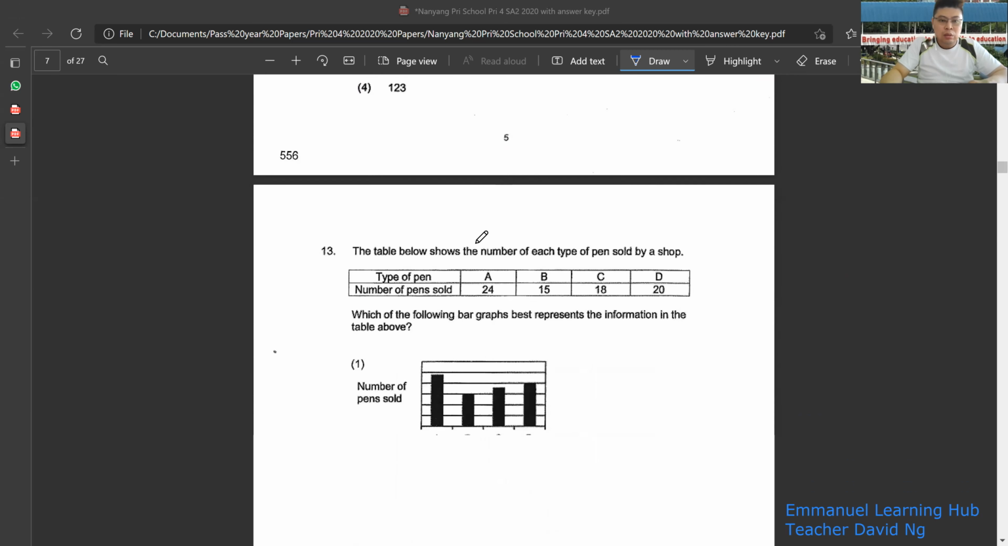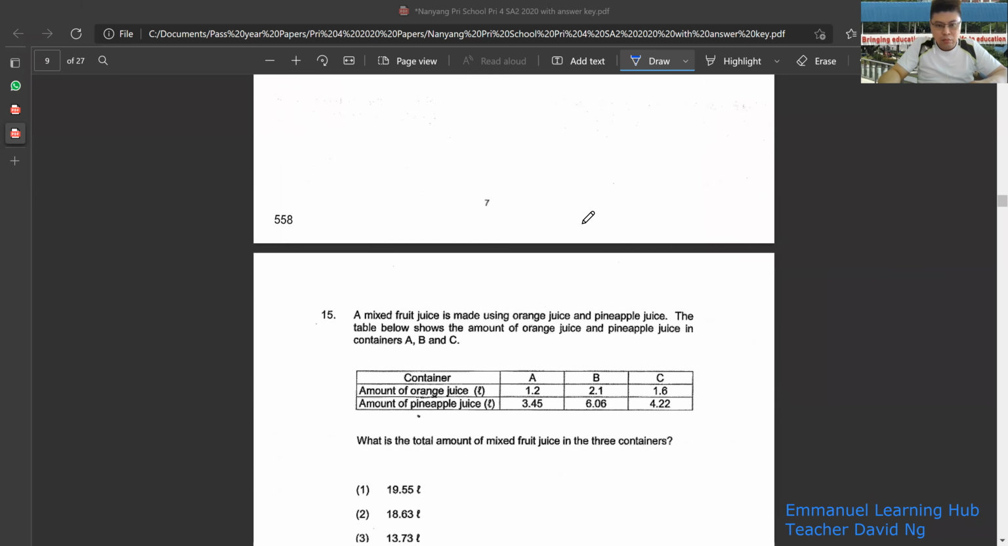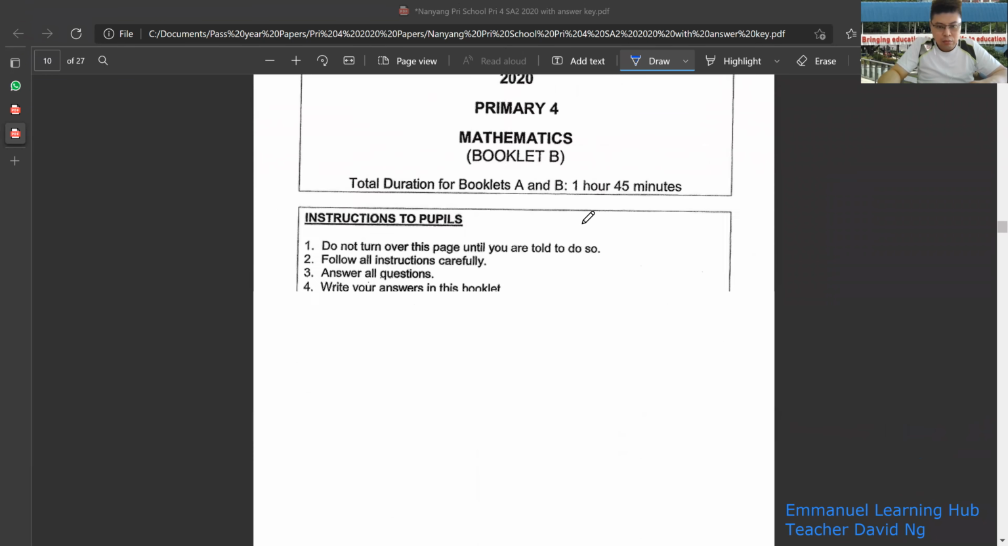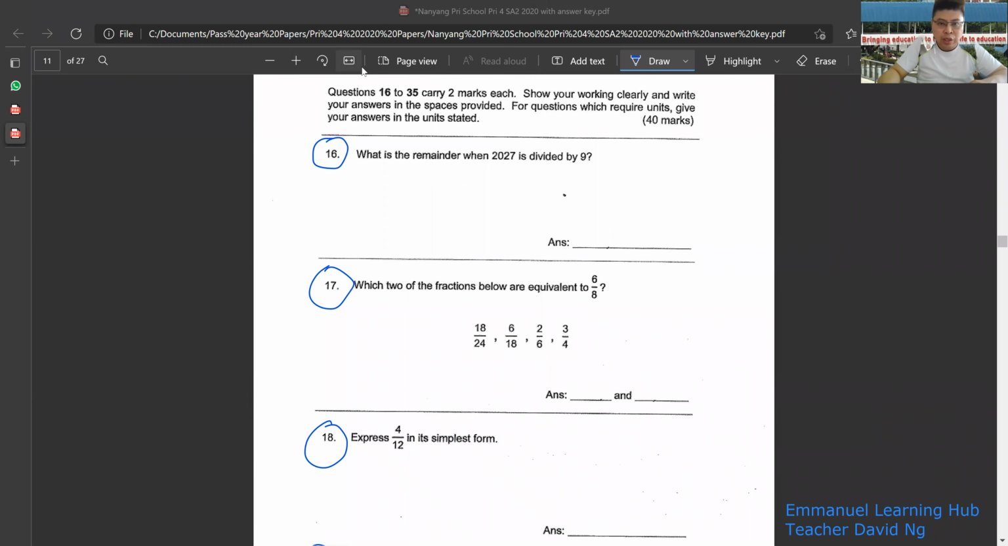Okay, we have concluded the MCQ part. Let's move on to question 16. What is the remainder when 2027 is divided by 9? Okay, first, do you know what it means by remainder? Do you know the definition of remainder? Yeah.